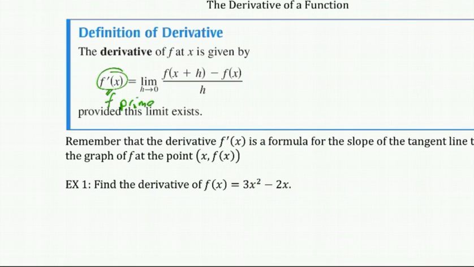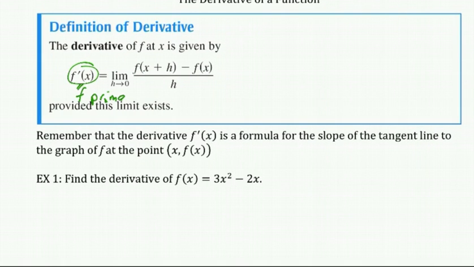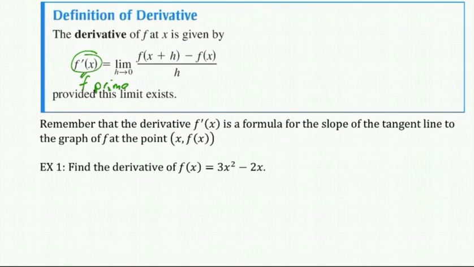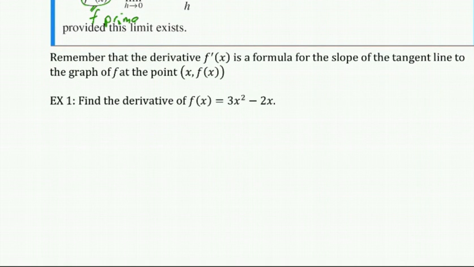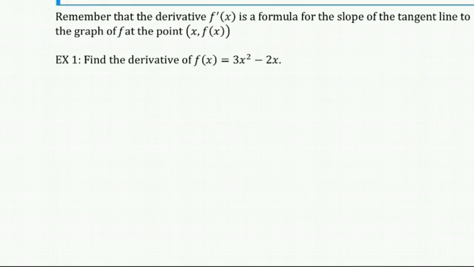Now remember that the derivative f prime is the formula for the slope of the tangent line to the graph of f at the point x comma f of x, in other words, at whatever the coordinate is at point x. So we're going to use this to find the derivative, and we're going to take a step further. So we got find the derivative of f of x equals 3x squared minus 2x.